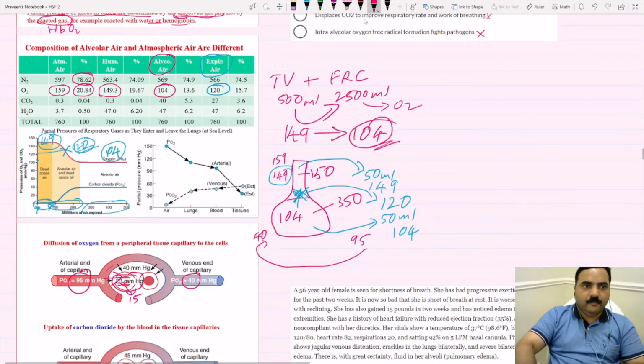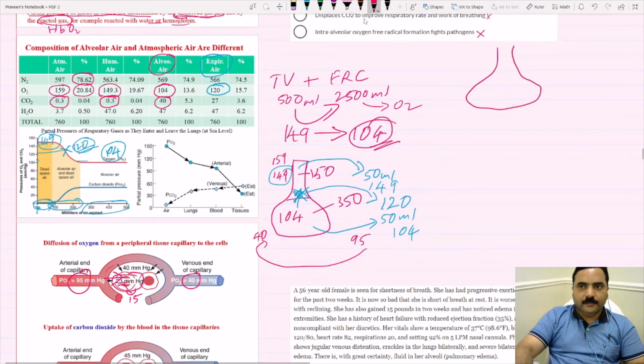Now for carbon dioxide in the atmosphere, it's almost zero. There is no carbon dioxide in the atmosphere, so humidification does not change it, it's also zero. But in the alveolar air it becomes 40. So let's see how it is becoming 40.